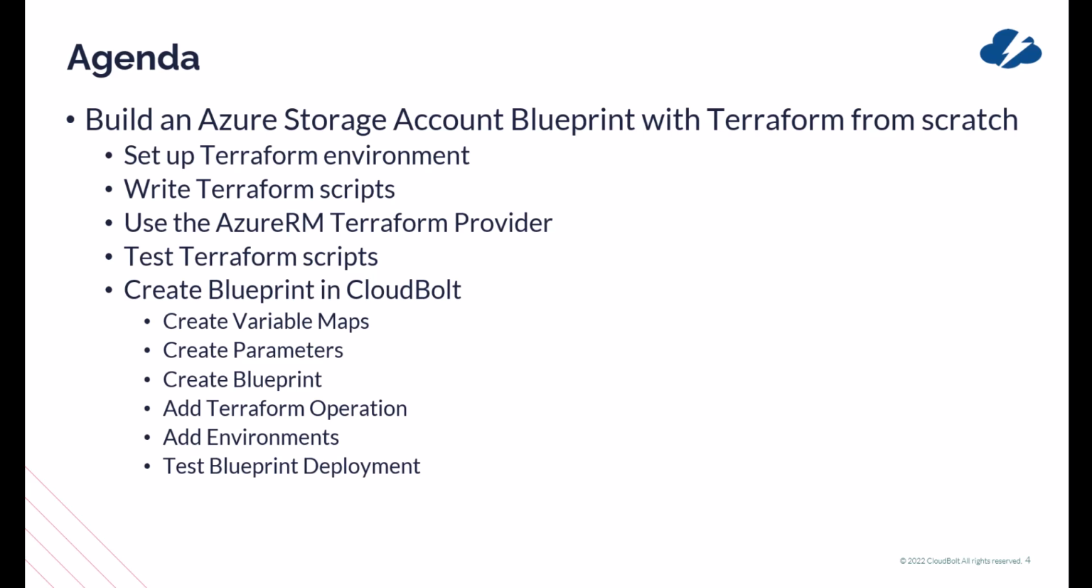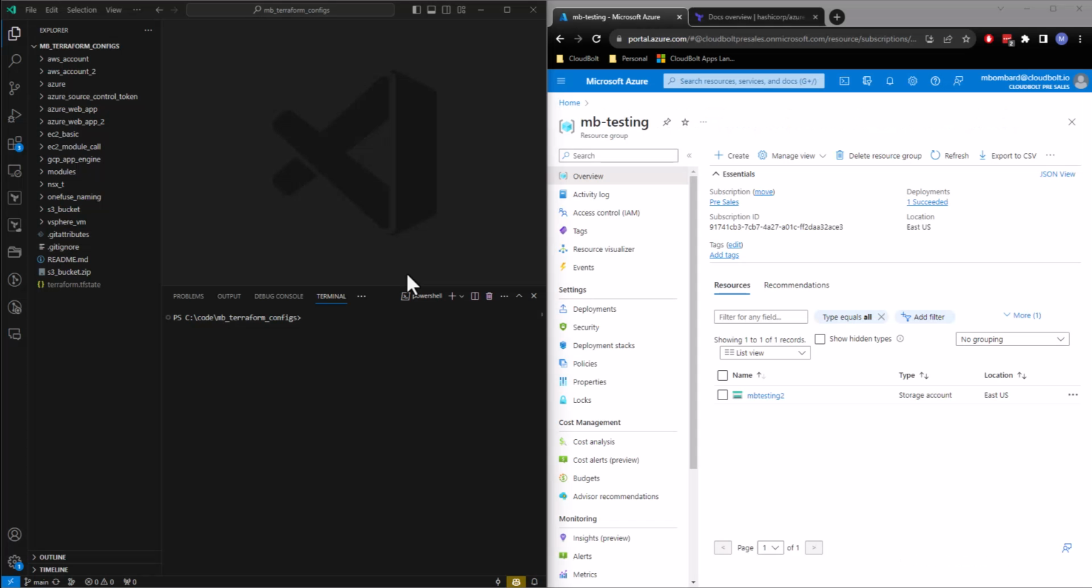Then we're going to create a blueprint in CloudBolt. We're going to create variable maps and parameters. Then we're going to go over to the blueprint and build it out, adding the Terraform operation. Every Terraform operation is then granted access to environments. Then we're going to test it and see that end-to-end process. It should take about an hour. We'll walk through the entire process and show you how you can very quickly get up and running with new catalog content in CloudBolt leveraging Terraform.